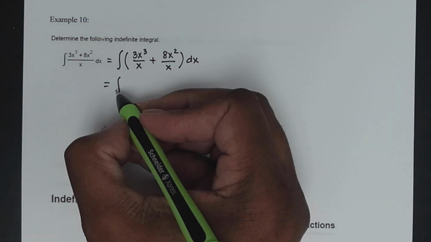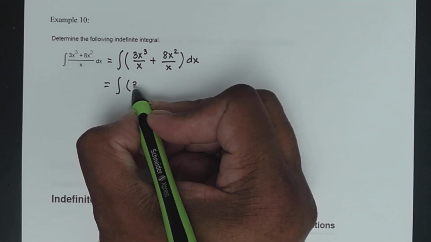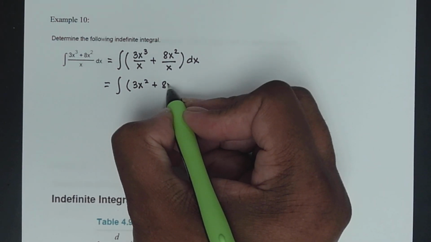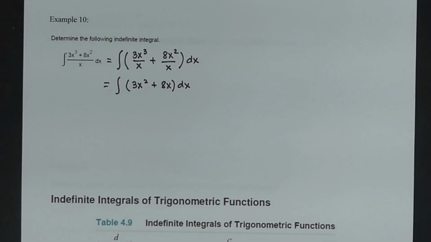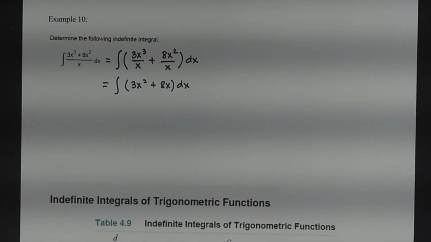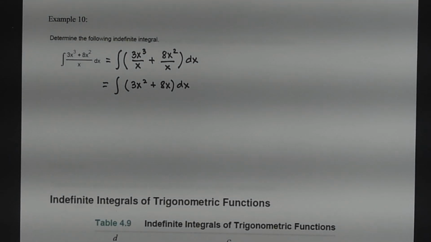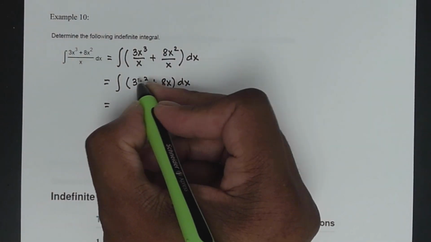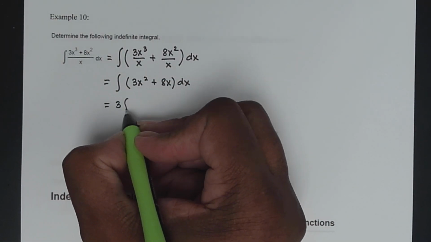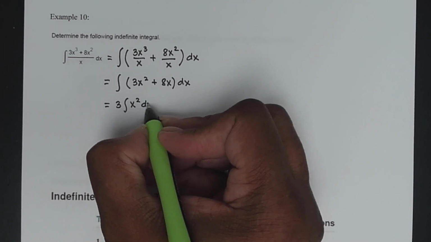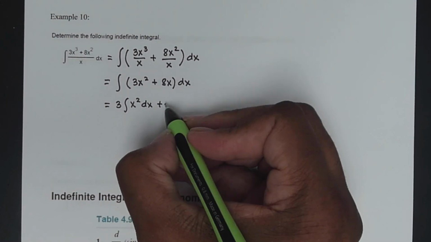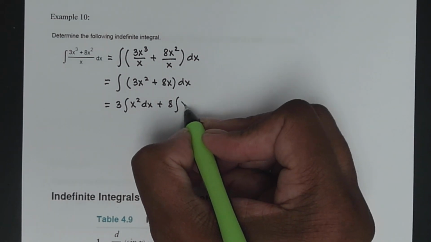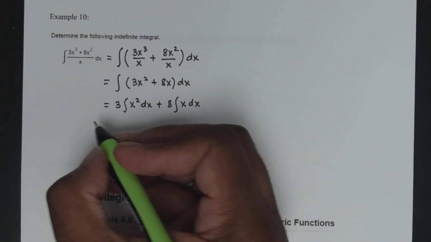So if I simplify this, 3x cubed divided by x would just be 3x squared. Plus 8x squared divided by x, that would just be 8x. And then dx. And then use the sum rule and the constant multiple rule for your integration. So for that first term, 3x squared, I'll pull the 3 out in front, so it'll be 3 times the integral of x squared dx. Plus, for the second term, 8x, 8 can go outside the integral sign, so it'll be 8 times the integral of x dx.